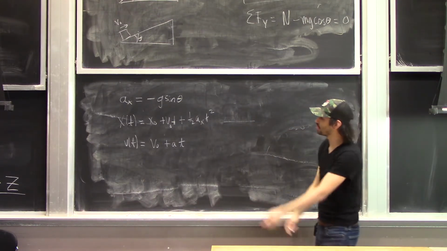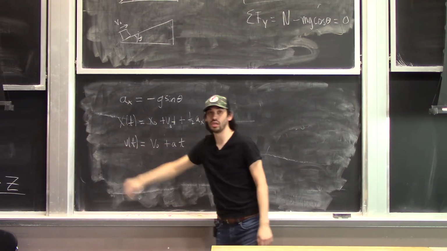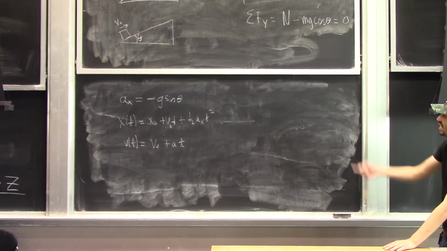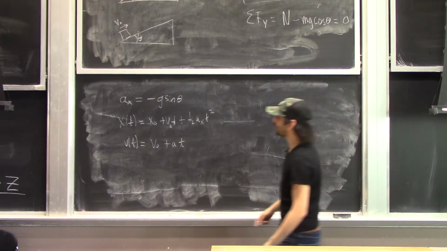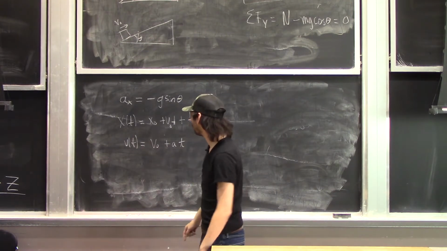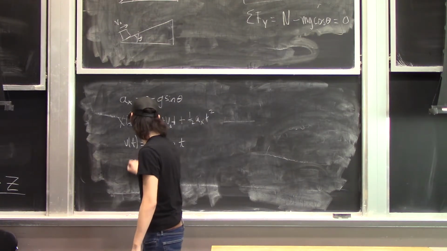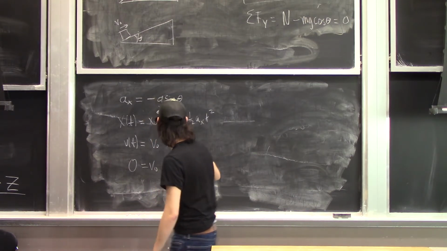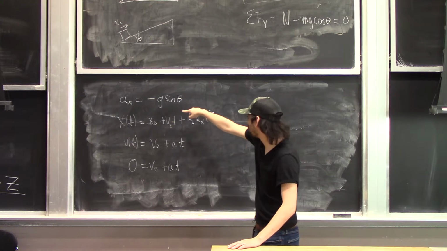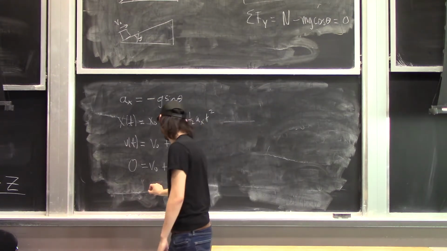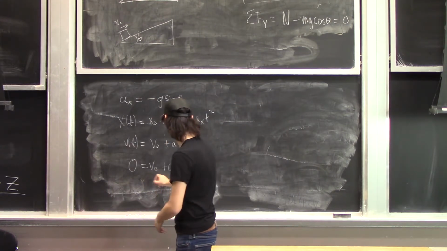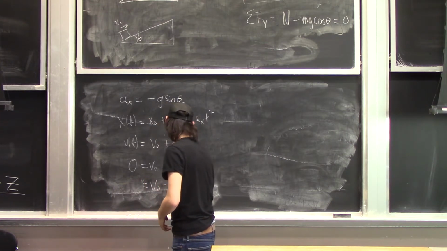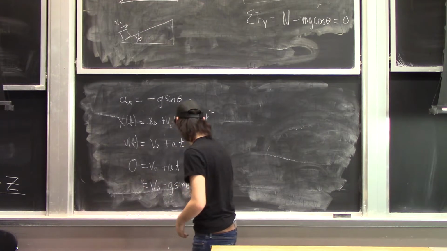Now, in this case, what we could do is use the second equation to solve for the time it takes to go up the plane, because we know the initial velocity and we know the final velocity is 0. So 0 is equal to V0 plus at, which in this case, a is minus g sine theta. Let me substitute this in first. So this is going to be V0 minus g sine theta times t.